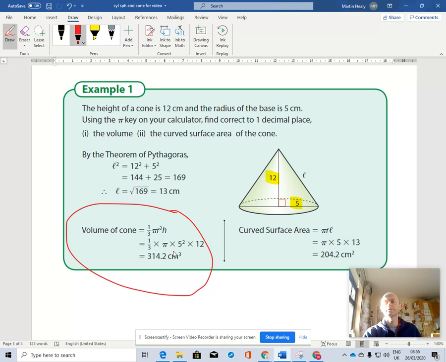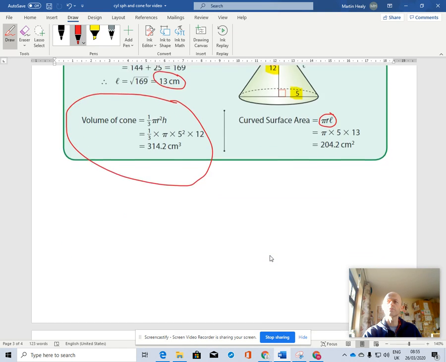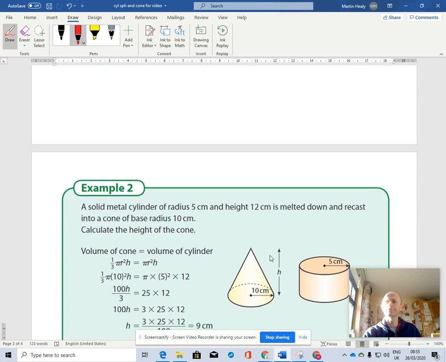Nice question. For the curved surface area, we're not given the slant height. So this is where we use our Pythagoras' theorem. And it turns out to be, well, it's one of those nice ones, a Pythagorean triple, where you get a nice whole number for the hypotenuse here, and it turns out to be 13, and then you just go and use the formula pi r l, and you get pi times 5 times 13, and it turns out to be 204.2.